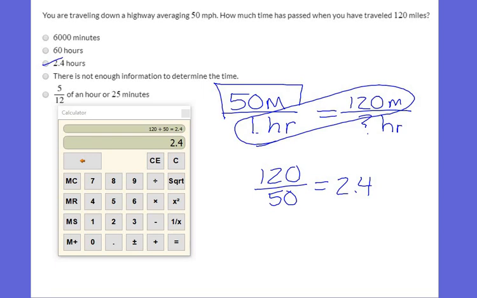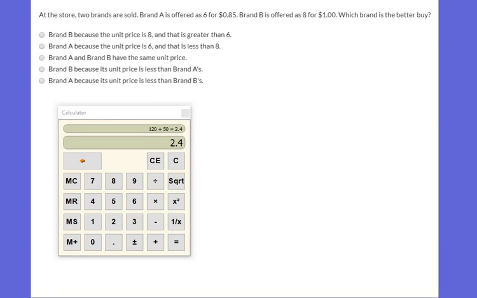Okay, so moving to next problem. At the store, 2 brands are sold. Brand A is offered at 6 for 85 cents. Brand B is offered 8 for $1. Which brand is the better buy? To be able to determine this, I need to find a unit price. A unit price is where you see how much it costs per one item. So I need to break brand A and B down to one item to see what is the better buy.